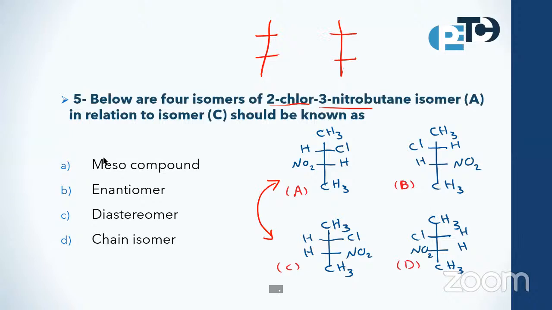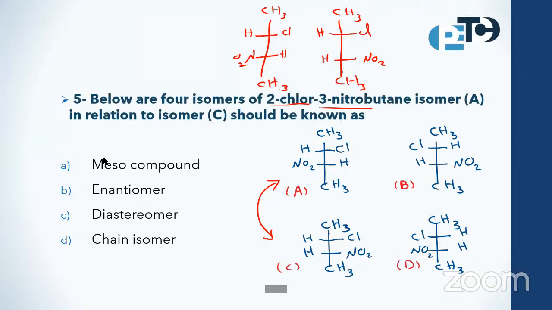Here we will draw number A: here CH3, and here CH3, here H, here NO2, here H, and here Cl. Okay? And the other one, number C: CH3, here Cl, here H, here H, and NO2 and CH3.